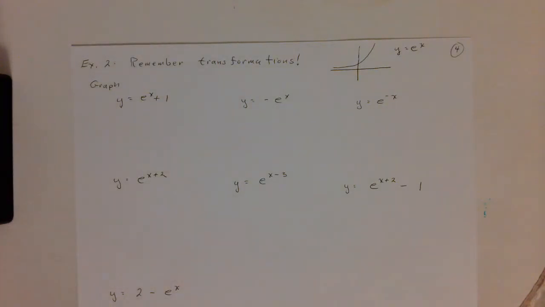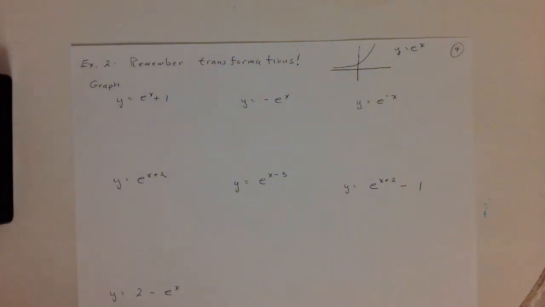So you just have to recognize what transformation is being done. These don't have to be works of art, but you should be able to at least find out if there is a horizontal asymptote, what that is, and also find the y-intercept, if not the x-intercept.